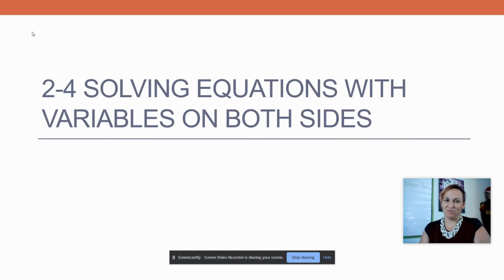For today's lesson, we're going to learn about how to solve equations when they have a variable on the left side and the right side of the equation.